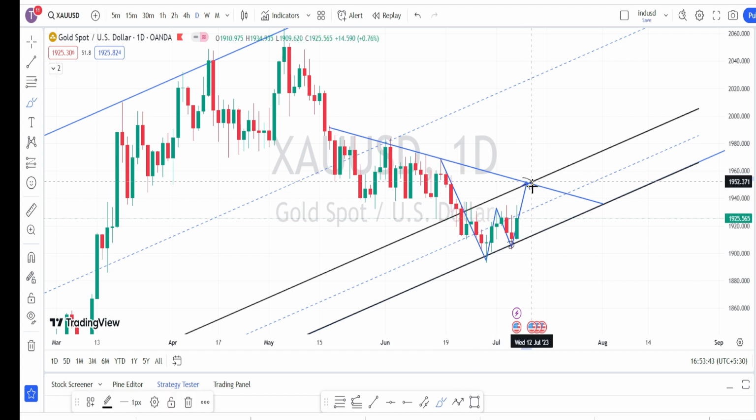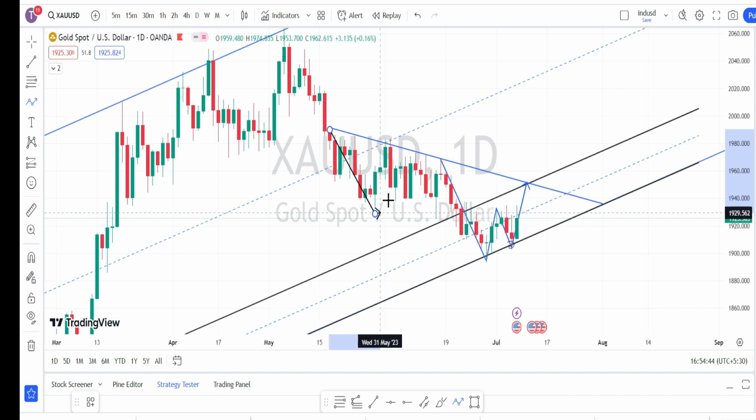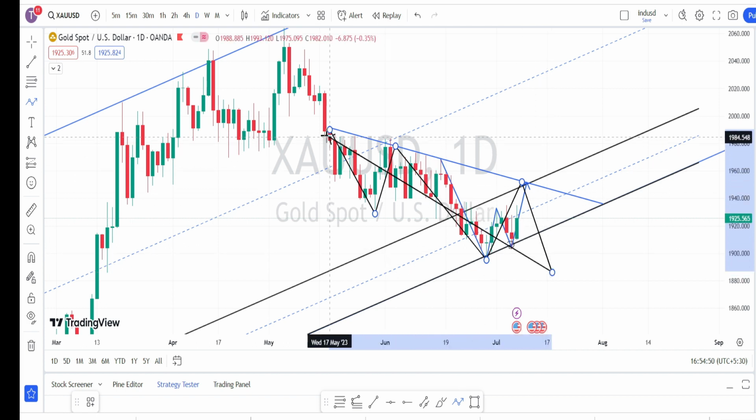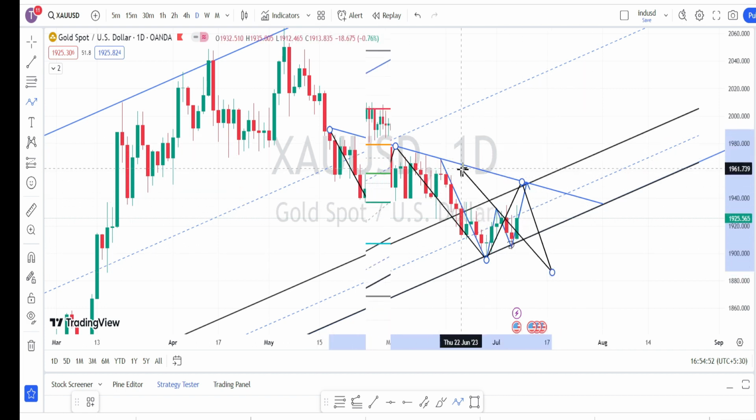And if the price action fails to break this resistance line or the trend line, we can expect the price action to again bounce back on the bearish side retracement and to continue its bearish trend in daily time frame. And the current trend of the price action in daily time frame is still in a bearish trend as long as it is trading below this trend line or the resistance line.